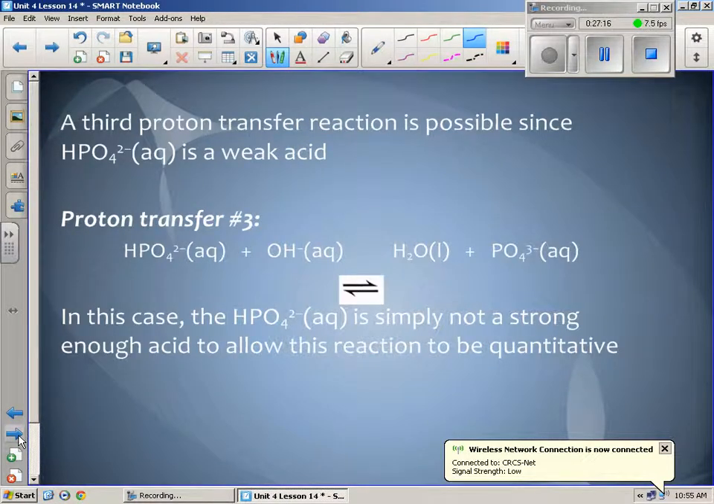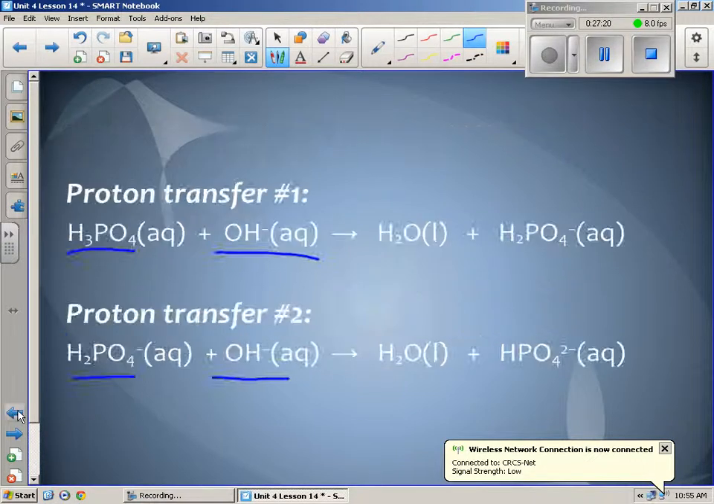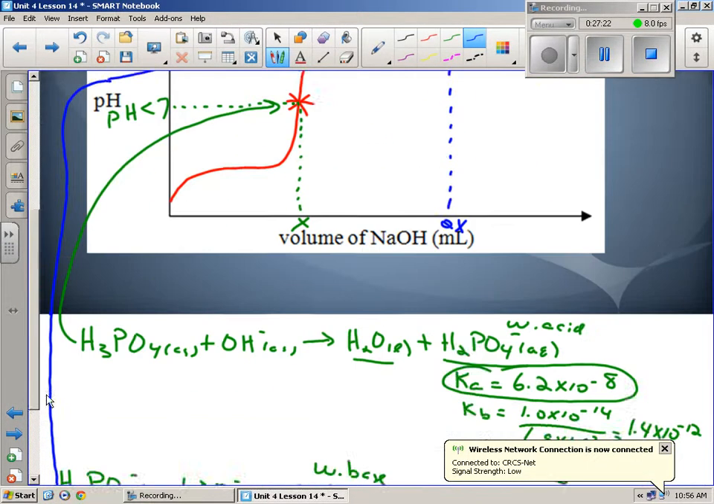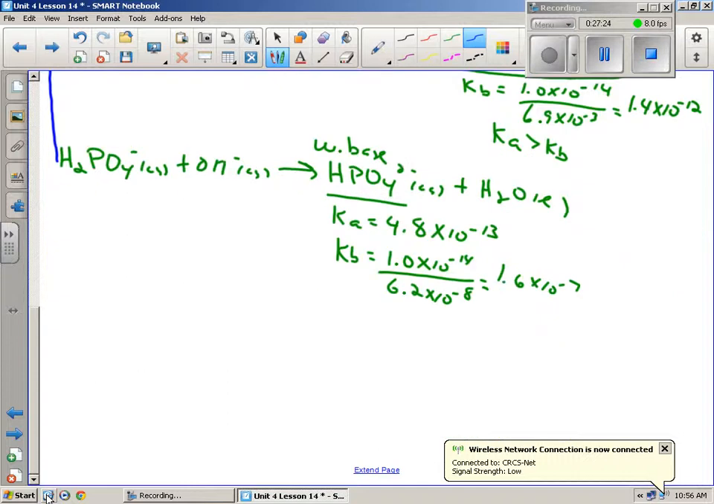I didn't set this up very well. Going back to here, some people are going to say, hey, look, HPO4 minus, does that have an H plus that it can donate? Is there an H plus left in that? Could I do a third reaction? The answer is yeah, there's a third. There's H plus in there, so it's definitely polyprotic. It's got 3 H pluses it could donate.